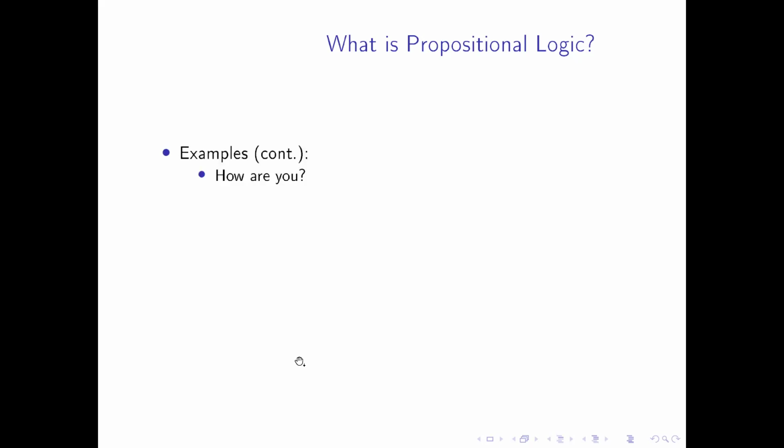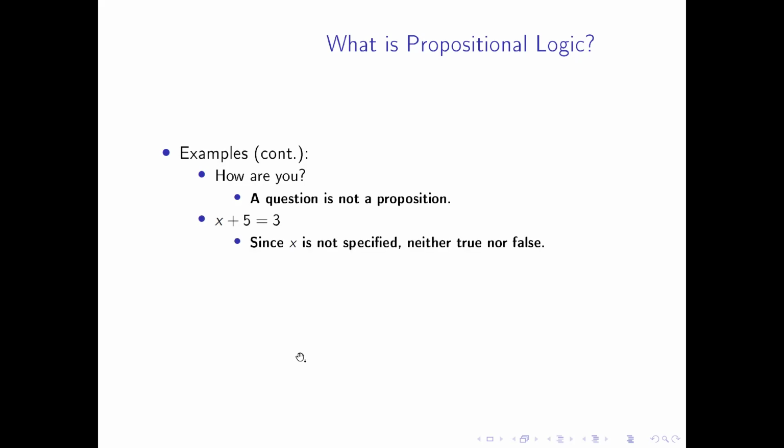Let's look at some more examples. How are you? This is a question, so it's not a proposition. X plus 5 equals 3. This is the same thing. X is not specified, so it's neither true nor false. Just like the today one, it gets into a fuzzy area. However, because I defined today, that's definitive: whenever you watch this video, today is that day. But with this one, X could be anything in the world, and depending on what we pick, this is either true or false.